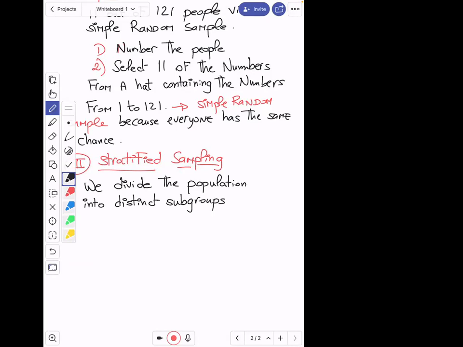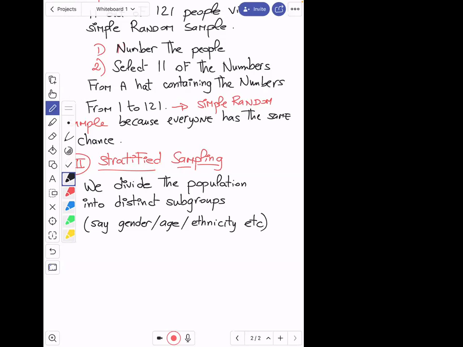Subgroups or categories depend on, for example, the gender, the age, the ethnicity, etc. So I'm going to divide my population depending on the age or the gender or the race, ethnicity, etc. And then I'm going to choose random samples from each subgroup. Actually, the subgroups are called the strata. That's why it's called stratified sampling.